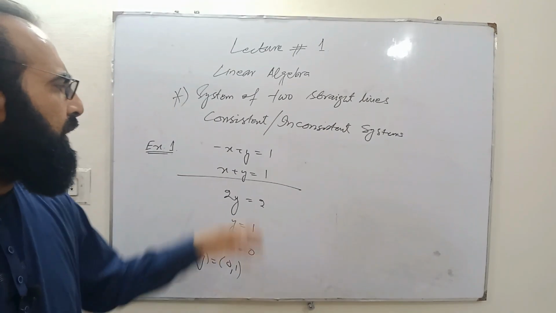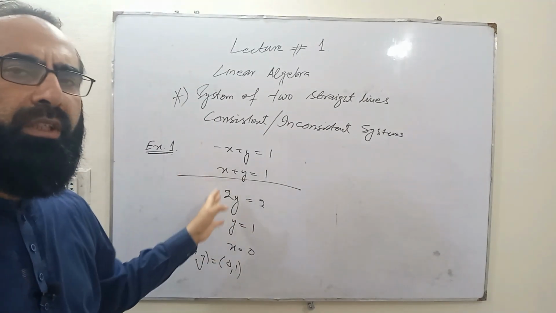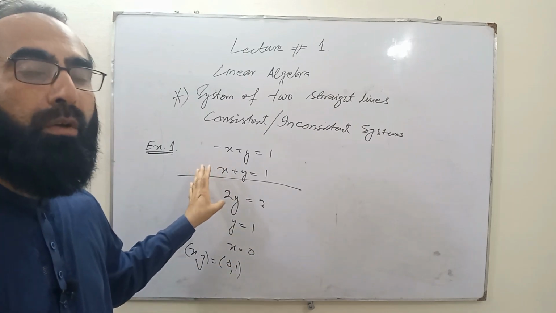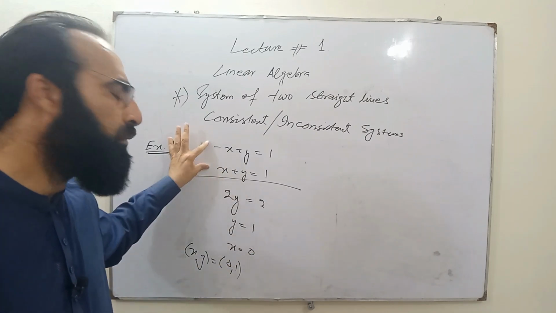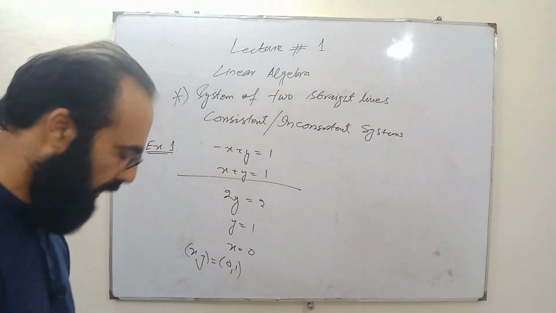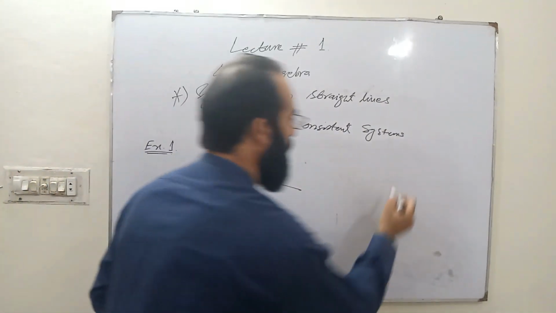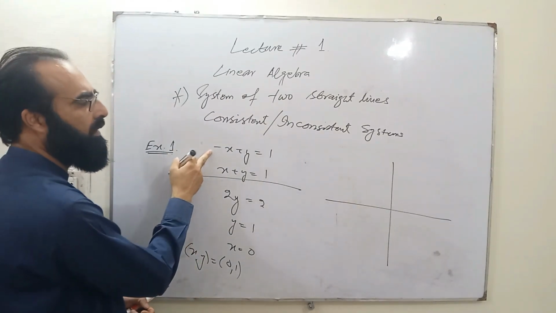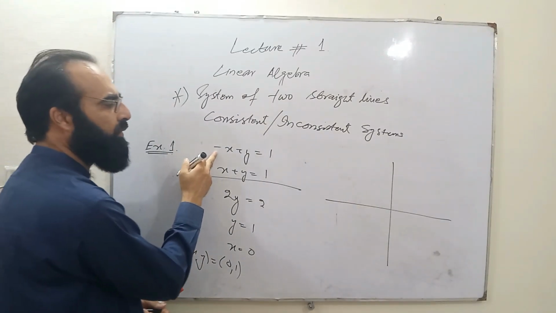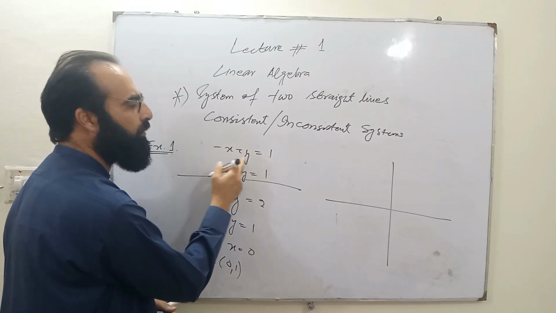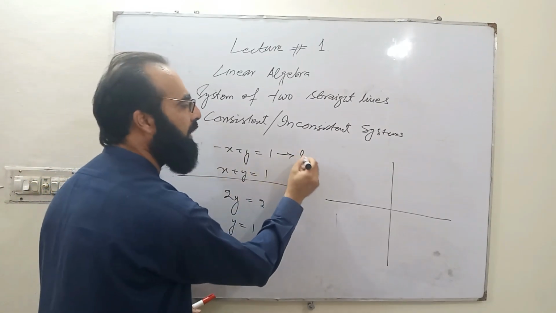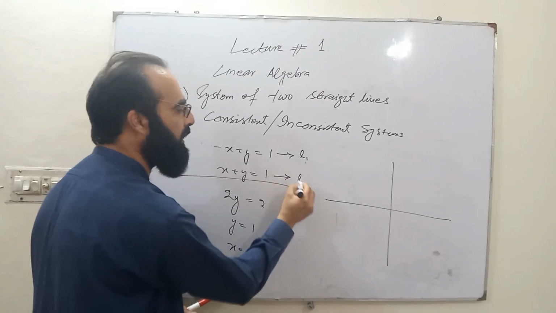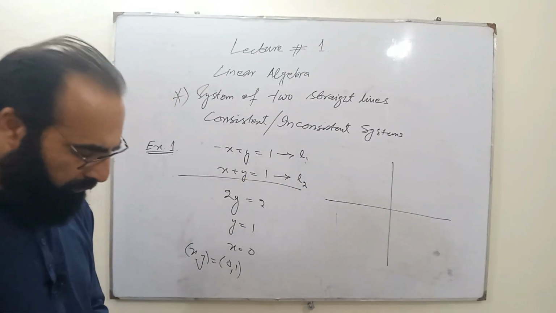But here we want to find its solution graphically. So for this purpose, we have to draw the graph of these straight lines first. So let's represent the first equation, minus x plus y is equal to 1, by L1 and the second straight line, x plus y equals 1, by L2.